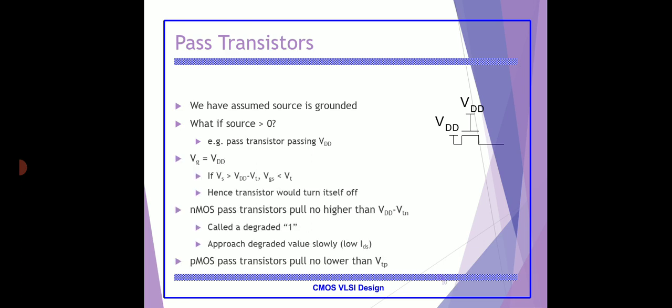So here if VG is equal to VDD, then if Vs is greater than VDD minus VT, the transistor could turn itself off. So this nMOS pass transistor pulls the higher value, VDD minus VTN, which is degraded as 1. The degraded value will slowly decrease. When lambda is 0, or if you are driving a constant value of current, it occurs in the saturation mode.